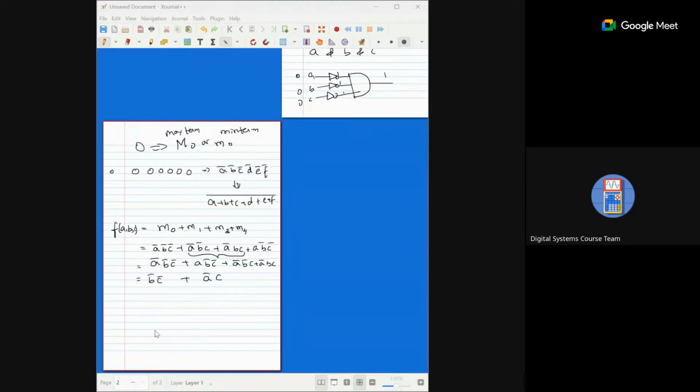Okay, in this case, can you tell me how many AND gates, OR gates, and NOT gates are required? 2 AND gates, 1 OR gate. And NOT gates? 2 NOT gates also. No, 3, because A bar is also there, right? Oh, 3 NOT gates, 2 AND gates, and 1 OR gate. Okay, this is your statement. Is it possible to simplify this further?